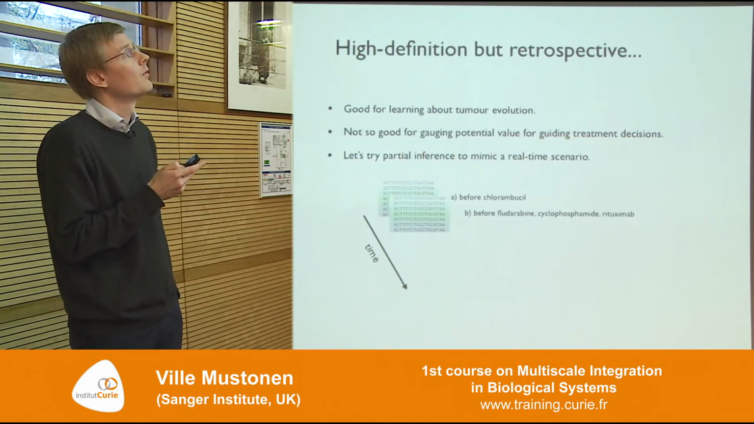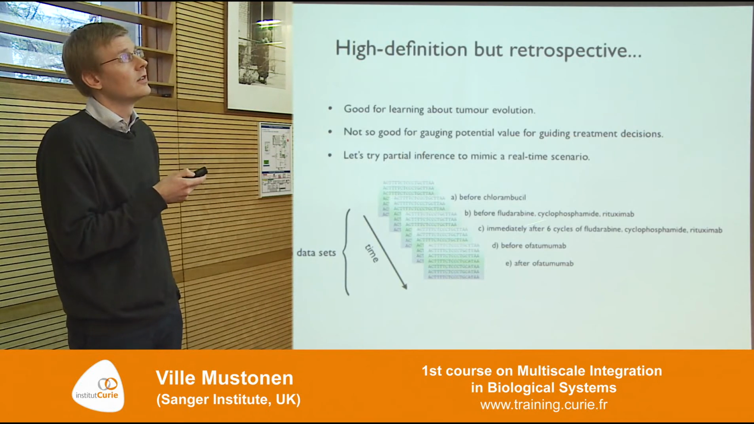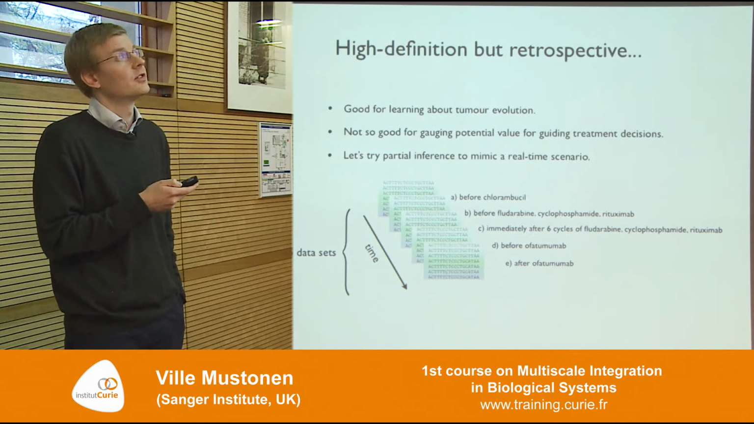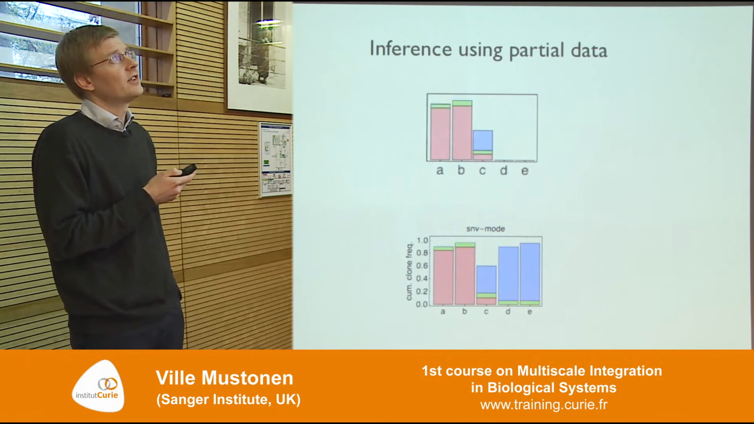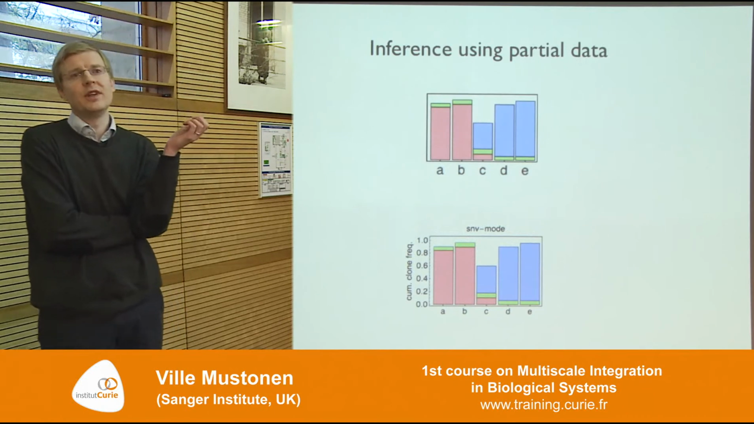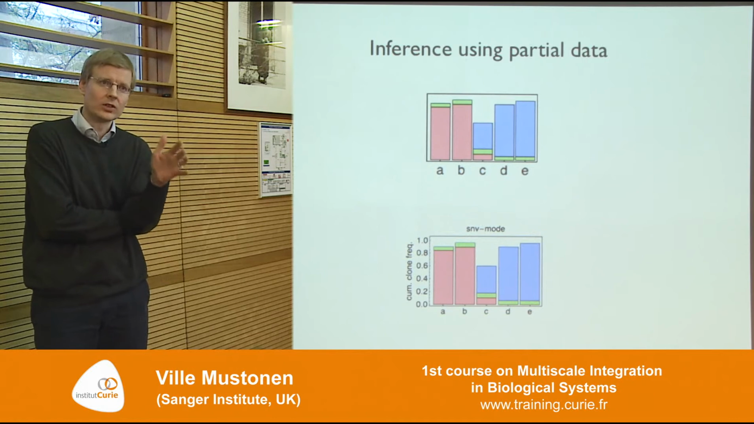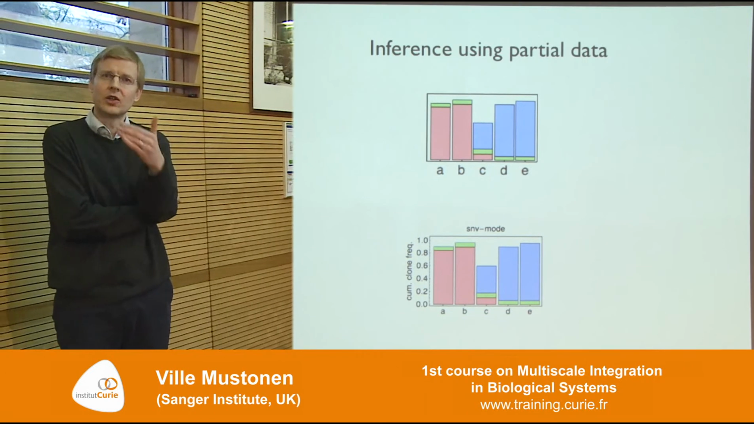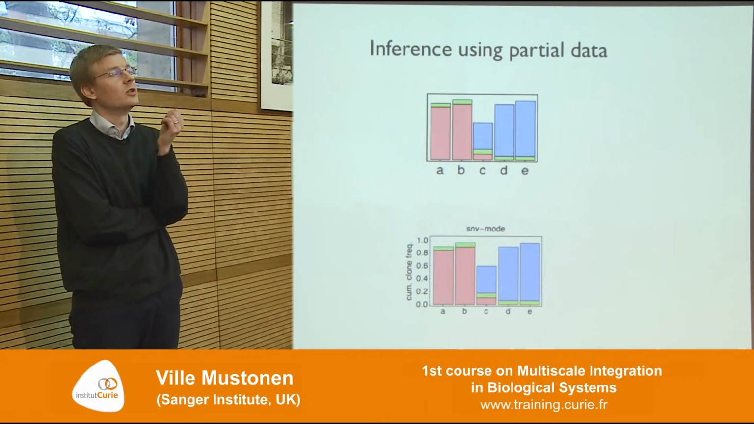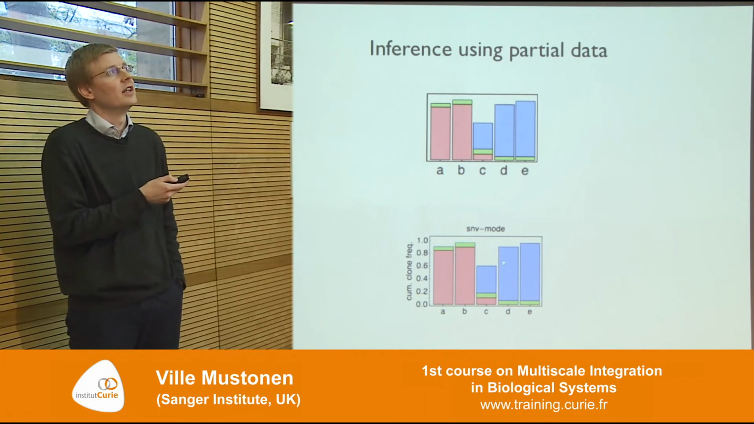Let's have a look. So C is after 6 cycles of B. So this is telling us that this kind of data could be informative already when you are trying to do it in near real time. So whatever your turnaround time for your sequencing is, it could work quite nicely.